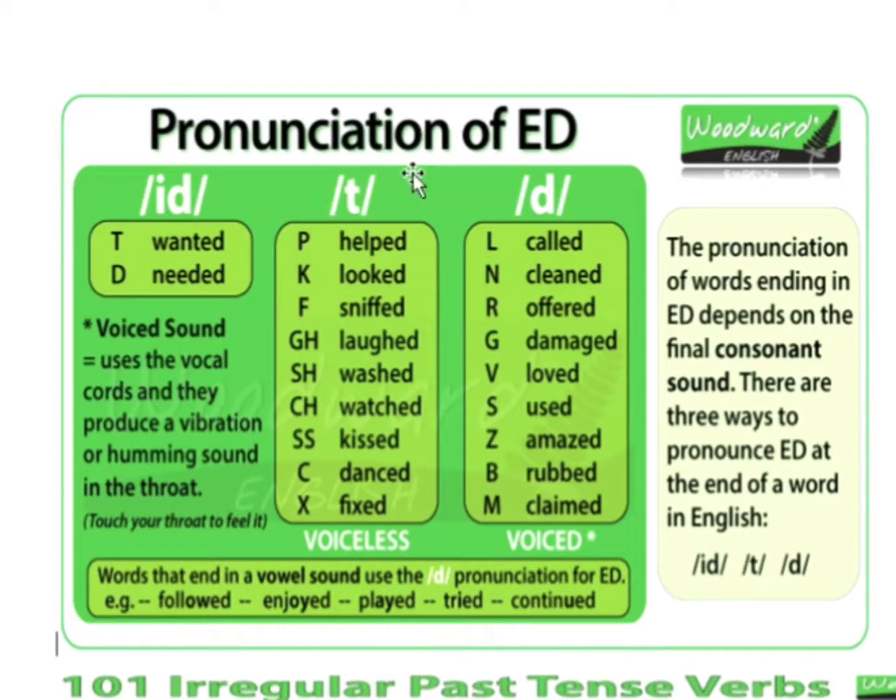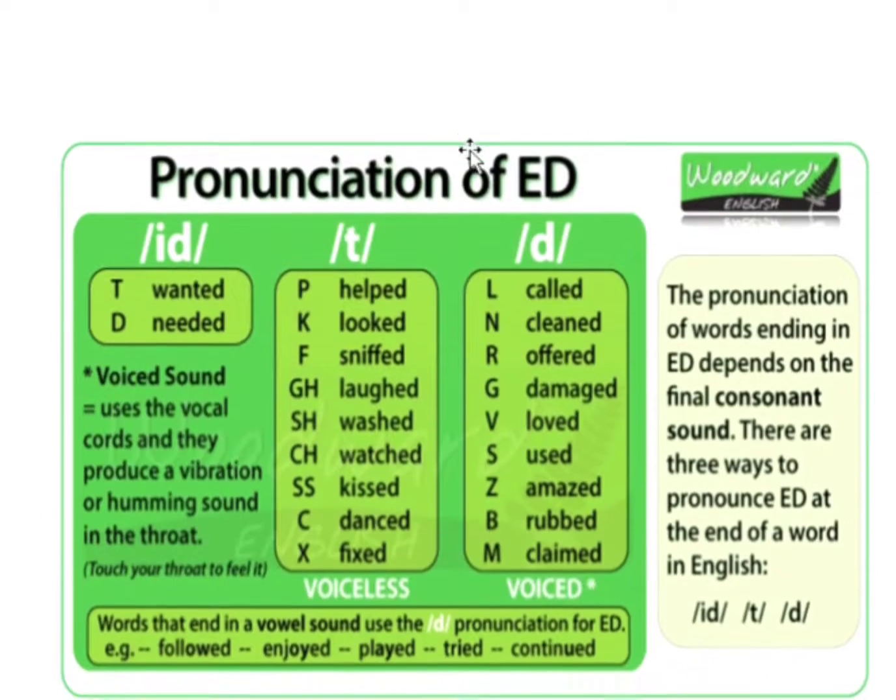Now, the T sound is easier because it's stronger, it's louder. For example, let's start with the verb help. The pronunciation is help. Yes, the final sound sounds like a P. So you add ed, but the ed sound gets like a T, like helped, helped.